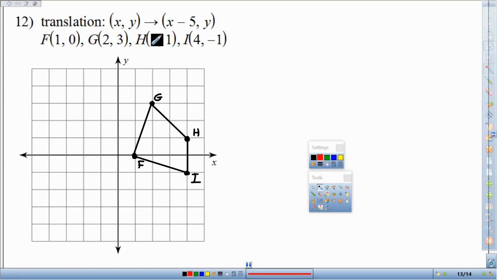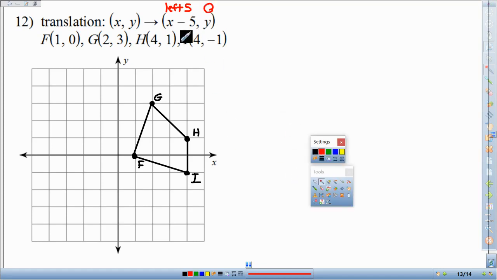Going up here, it looks like we're subtracting a number from x, so that means we're moving in the left direction. So we're going to go left 5. Nothing is being added or subtracted to y, so that means we're going up or down 0. All right, so let's go ahead and do that. We're just going left 5 with all 4 of these points. So I'm going to start with G. To the left 1, 2, 3, 4, 5.